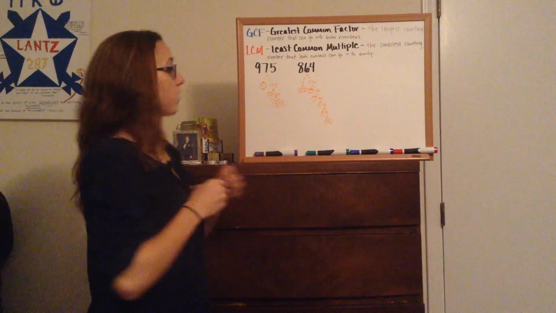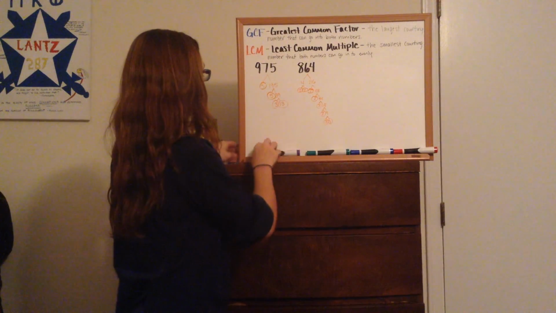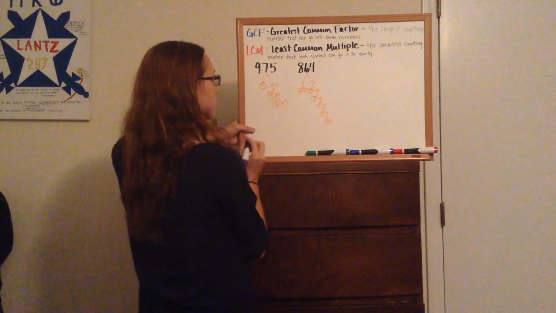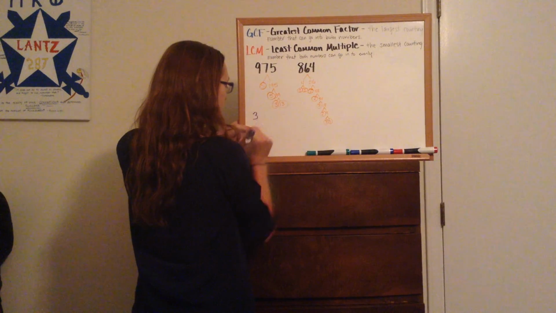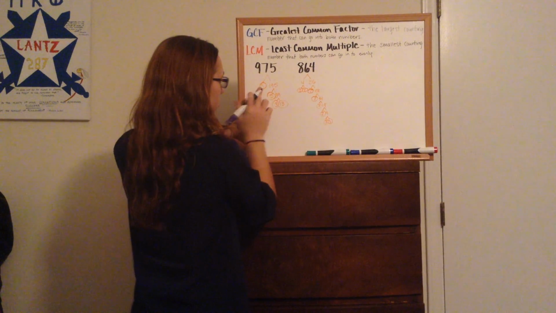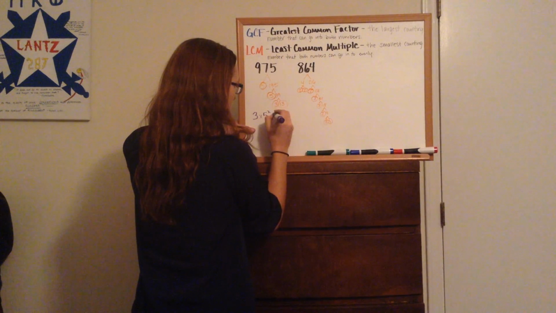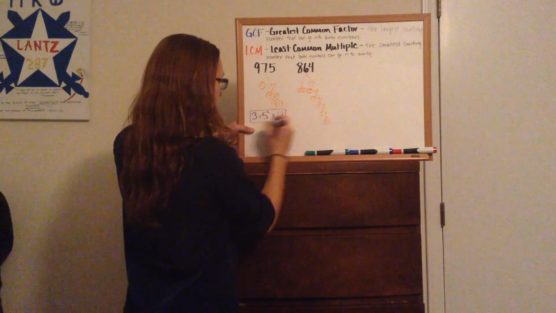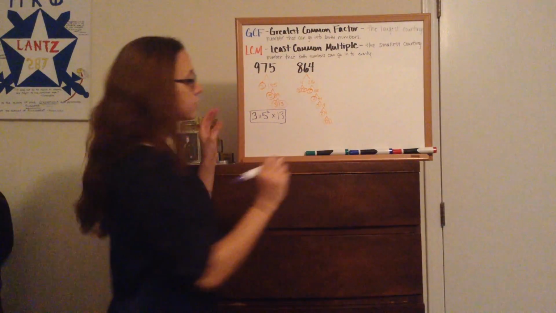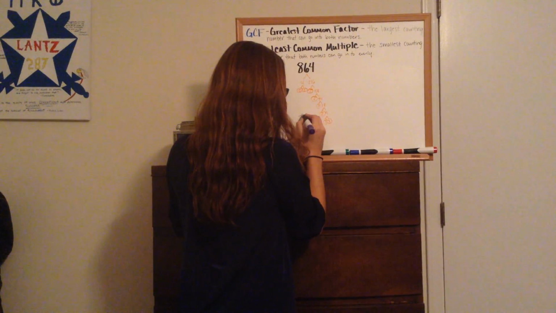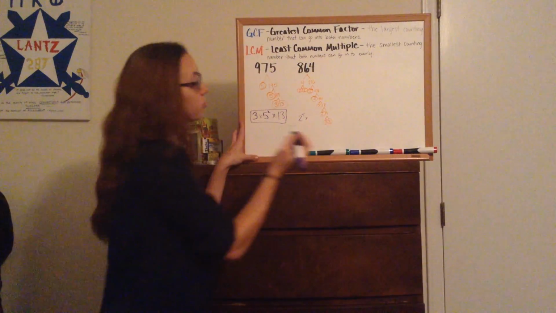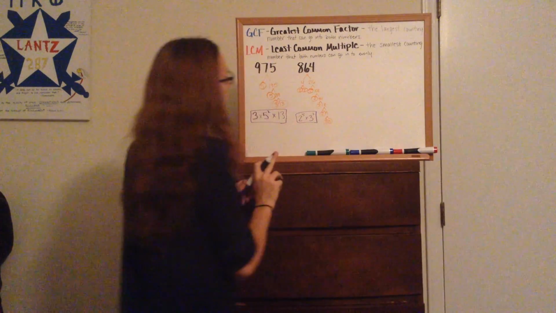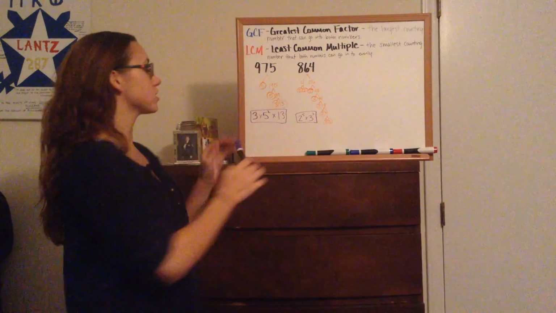So now that we have done our factor trees and found the prime factors of our numbers, we can write the prime factorization. For 975, we'll start with our smallest number, which is 3. So we have 3 times 5, and there's 2 of those, so 5 squared, and then we have a 13, and that is all of our numbers for 975. For 864, we have 5 2's, so we have 2 to the 5th, and then we have 3 3's, so that will be 3 to the 3rd, and that is it.